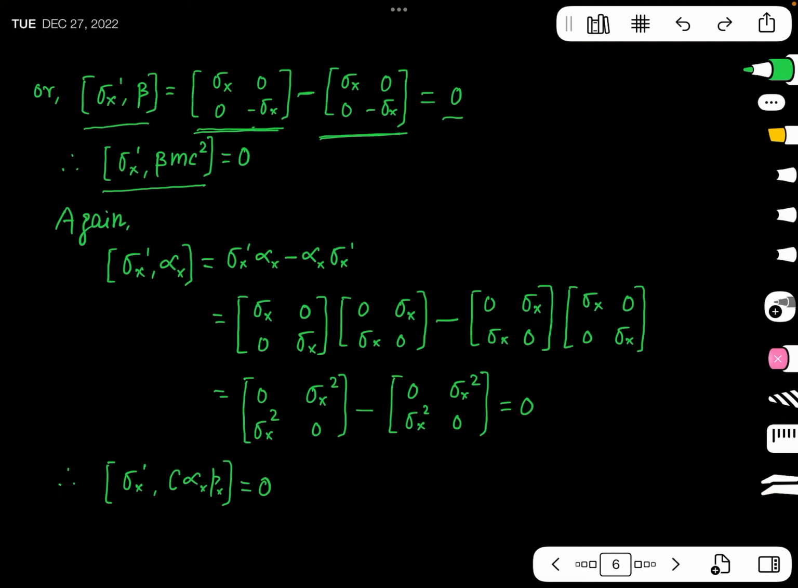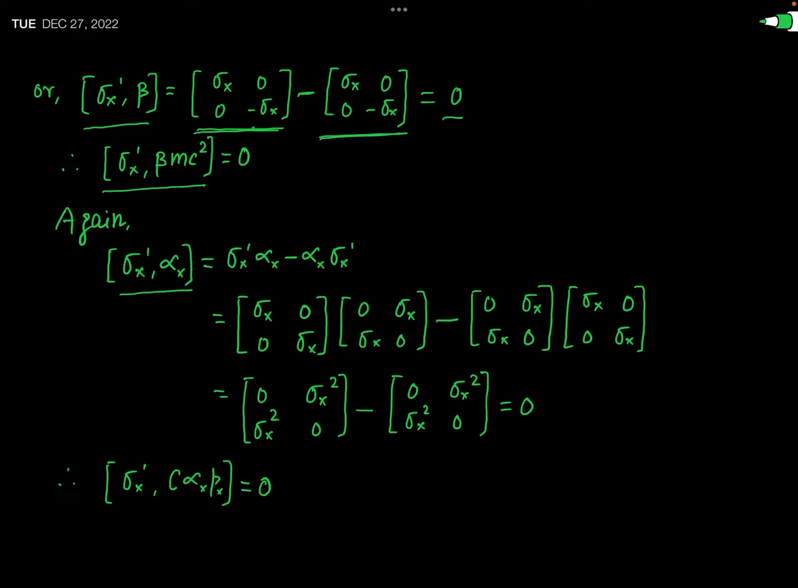Now we will try to find the commutator of sigma x dash and the operator alpha x, or the matrix alpha x. From the definition, this will be sigma x dash alpha x minus alpha x sigma x dash. Now we will again write the corresponding matrices here. In place of sigma x dash, we will write this matrix, sigma x 0, 0 sigma x, and in place of alpha x we will put the matrix 0 sigma x, sigma x 0.